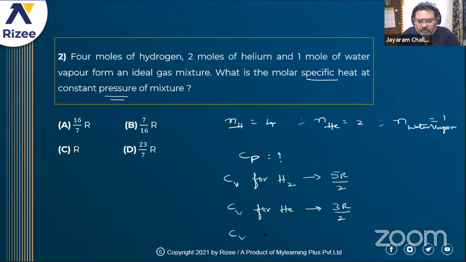Now coming to the Cv for water vapor. This is equal to 6R by 2, which is equal to 3R. So these are your Cv values.